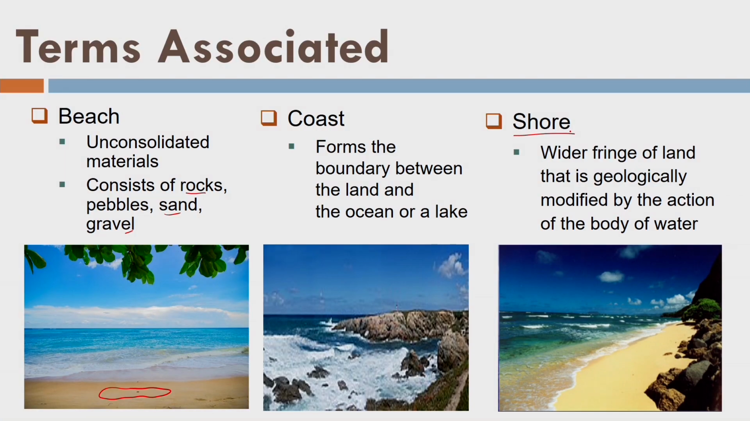Last term is called shore. What is the shore or shoreline? Shore is the wider fringe of the land that is geologically modified. That means if there are some small rocks, they are moved or again they are brought back by the water.